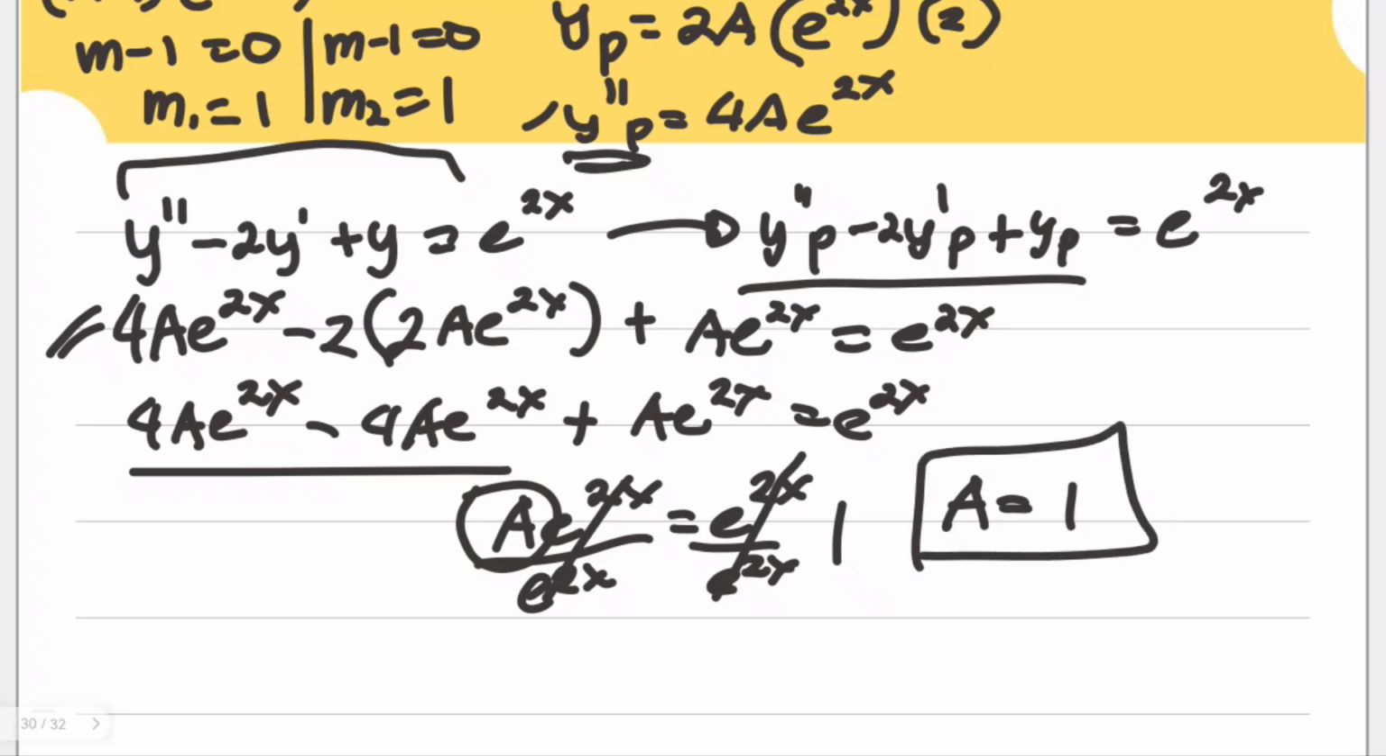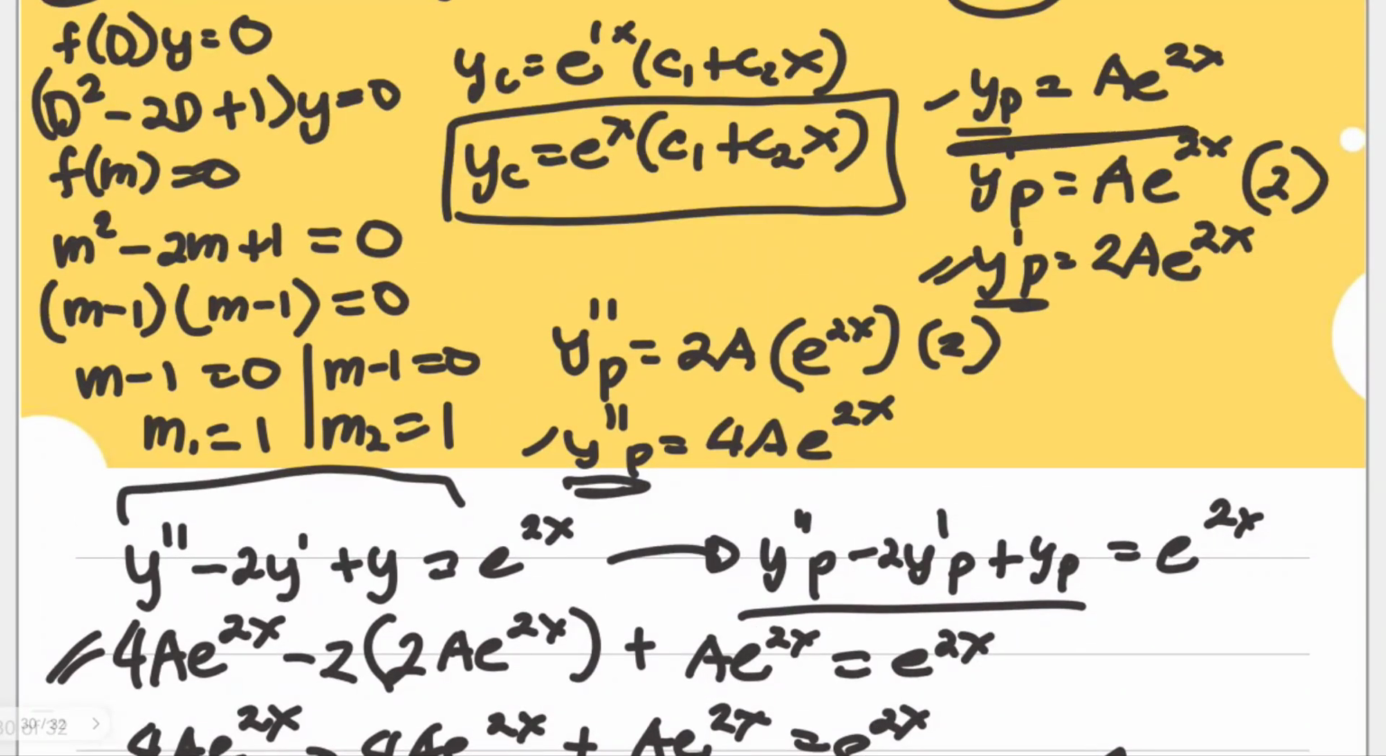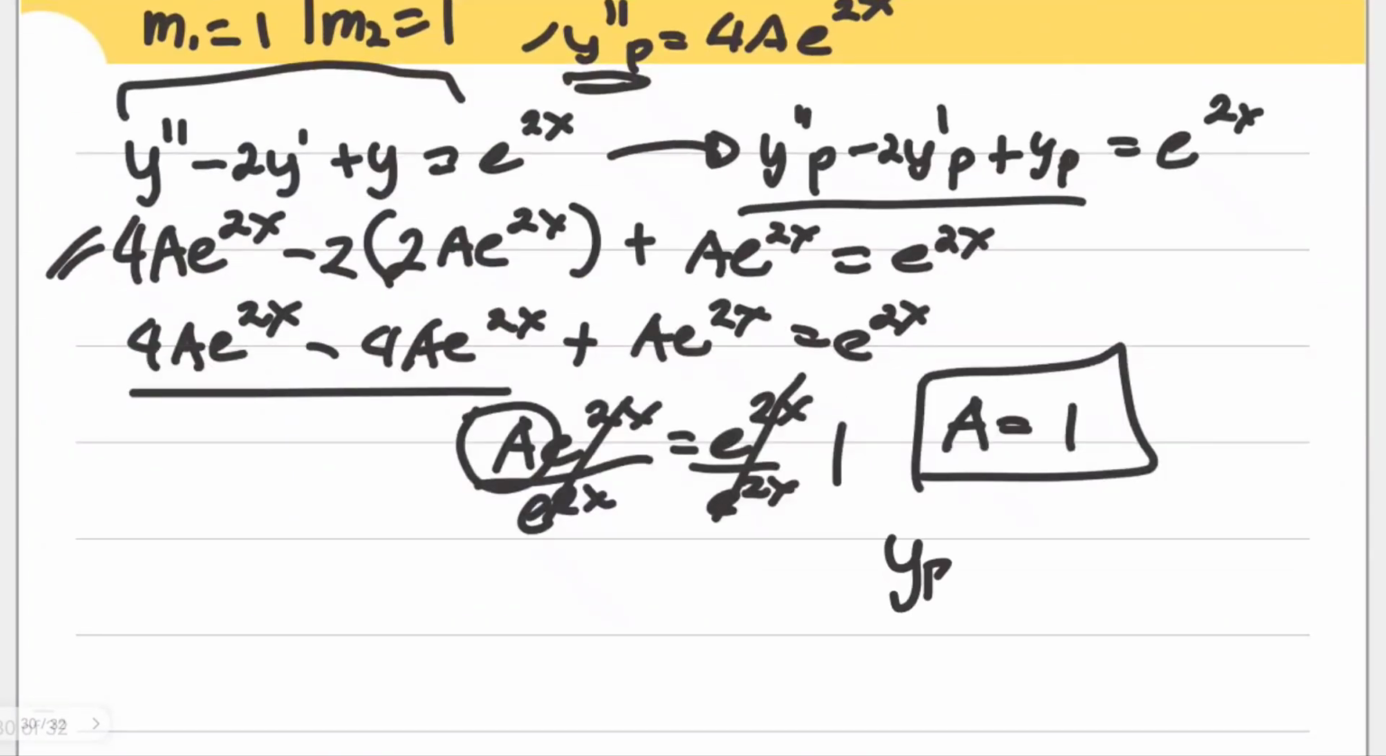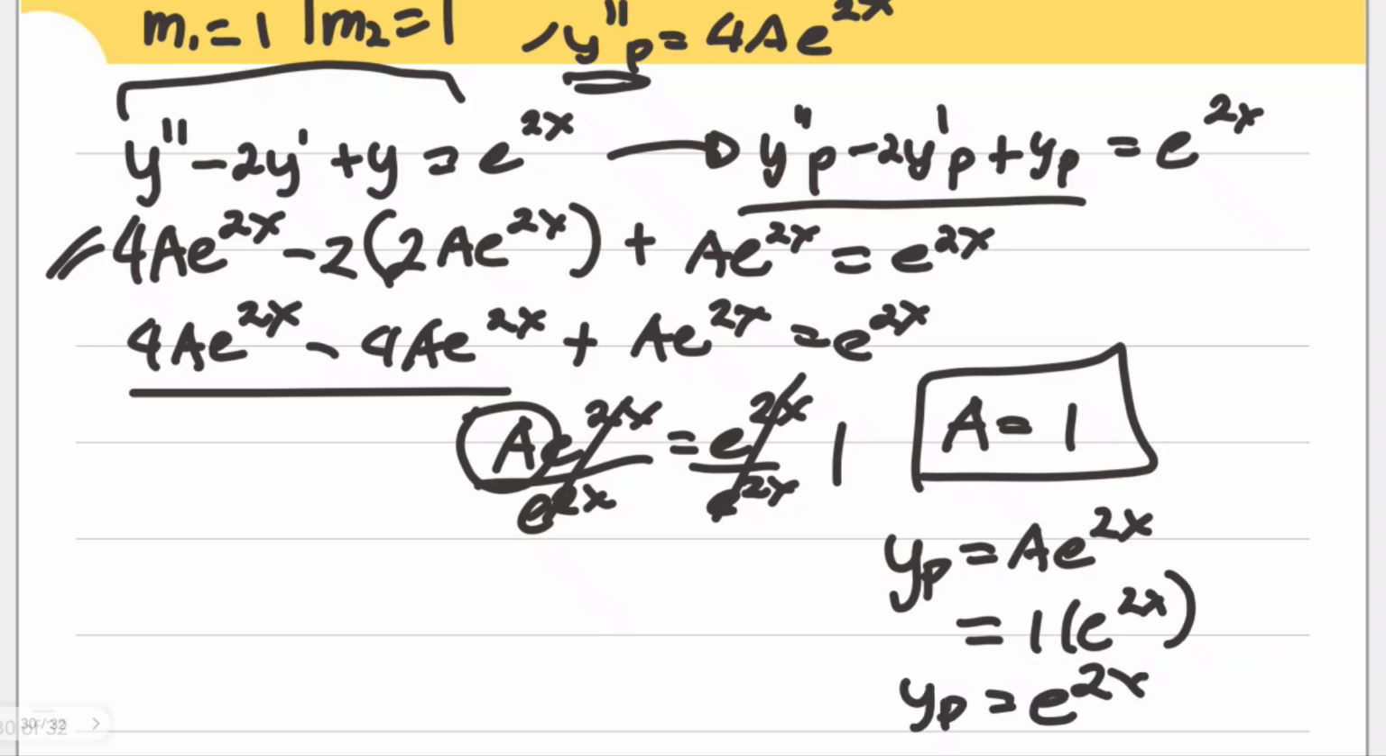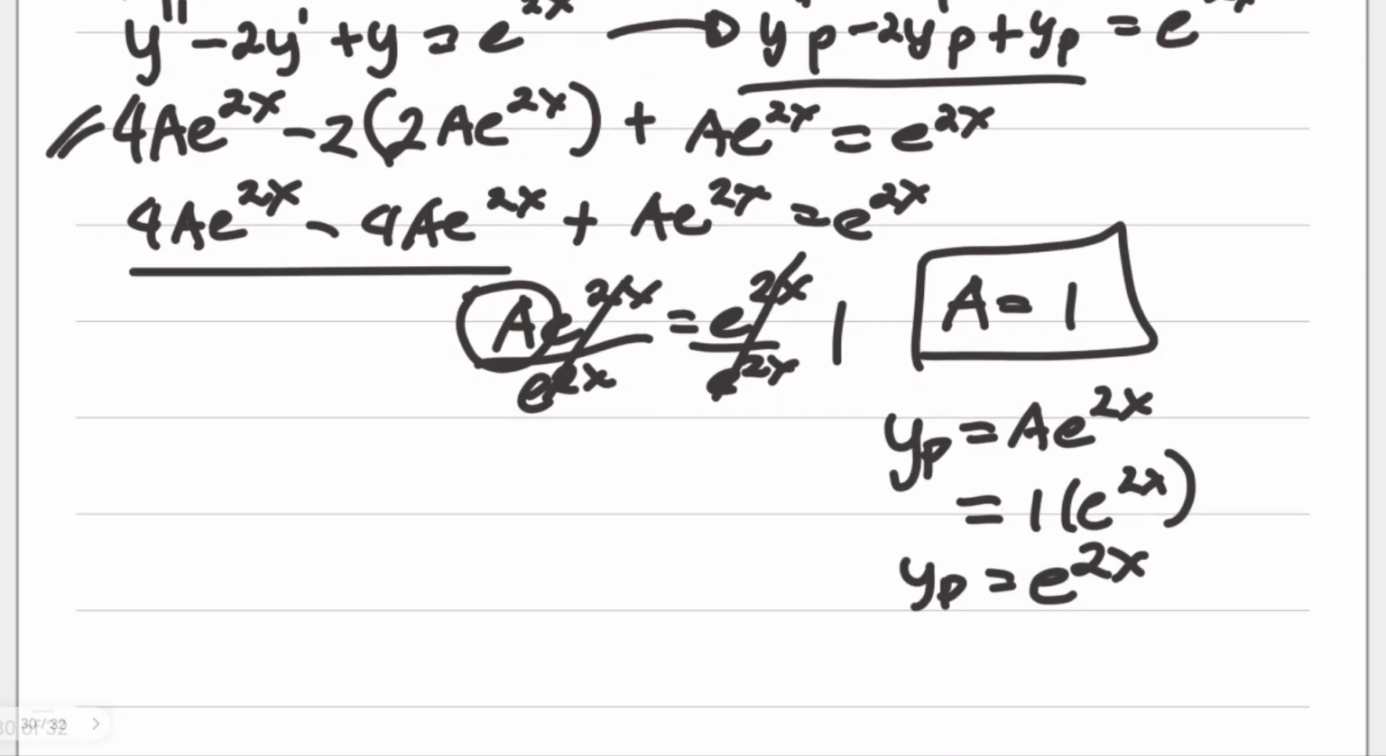Hence, going back to our y sub p, which is supposedly a e to the power of 2x, and since our a is just 1, so you will have 1 times e to the power of 2x. Our y sub p is just e to the power of 2x. We now have y sub p.